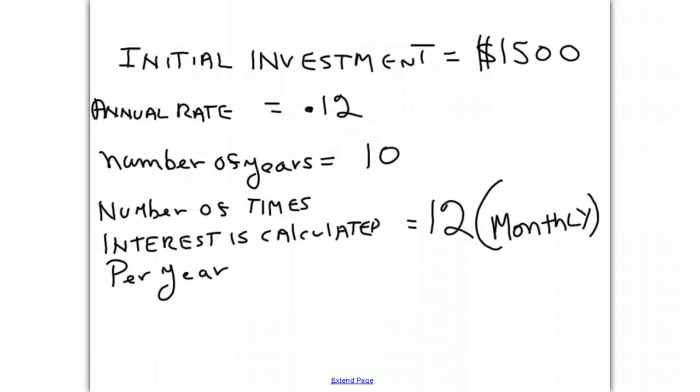Here's what we want you to do. We want you to write this down right now. Pause this screencast and write down that the initial investment will be $1,500. It's right here. That your annual rate will be 12% or 0.12. That the number of years you're going to do this investment for is 10 years. And the number of times interest is calculated per year, which means the amount of time it's actually compounded, is going to be monthly, which is 12 times per year. So pause the screencast, write all this down, and when you're ready, press the play button.